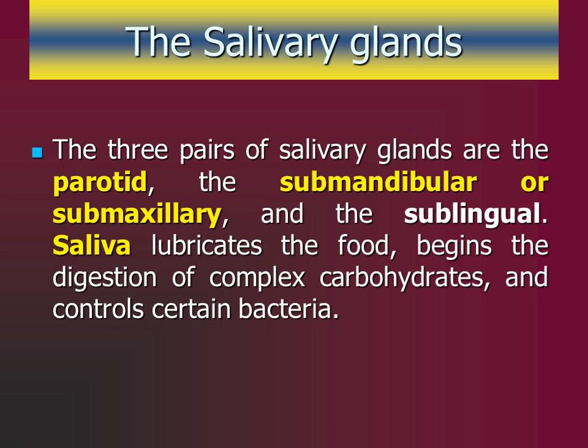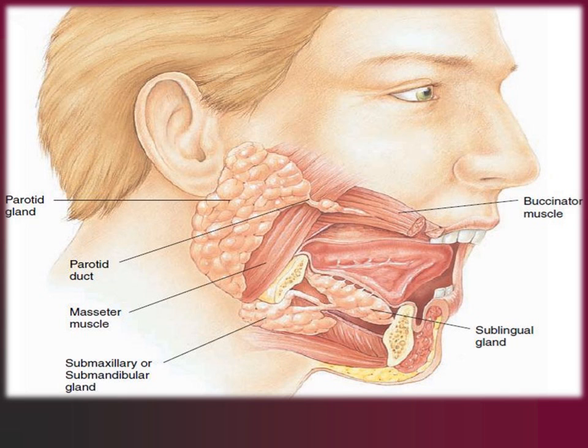Urea and uric acid are waste products. Mucin forms mucus to lubricate food. The enzyme lysozyme destroys bacteria, thus protecting the mucous membrane from infection and the teeth from possible decay. This is the salivary glands.